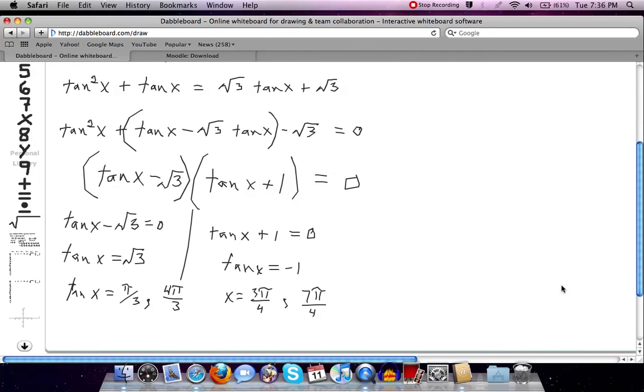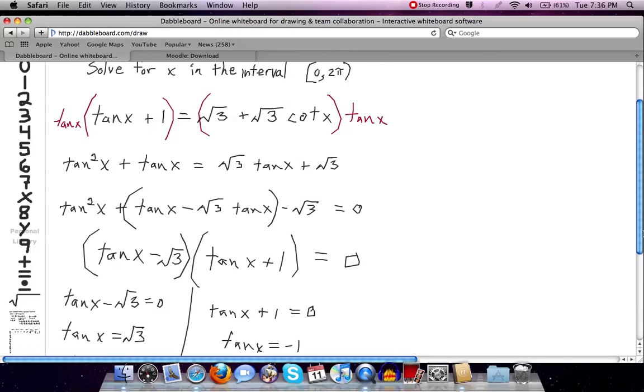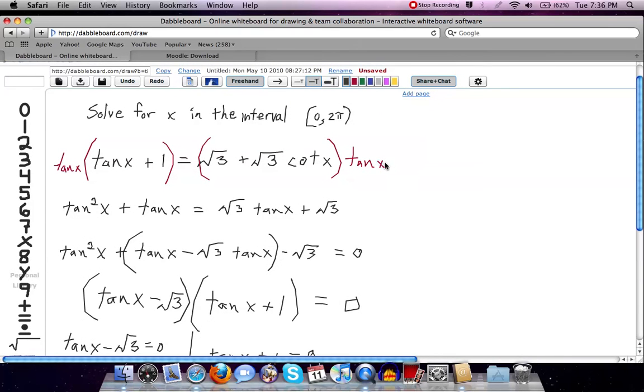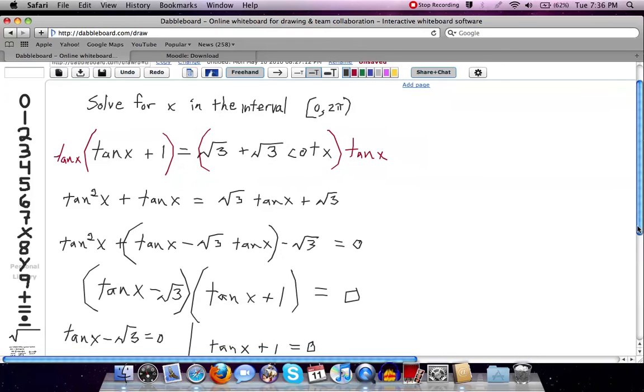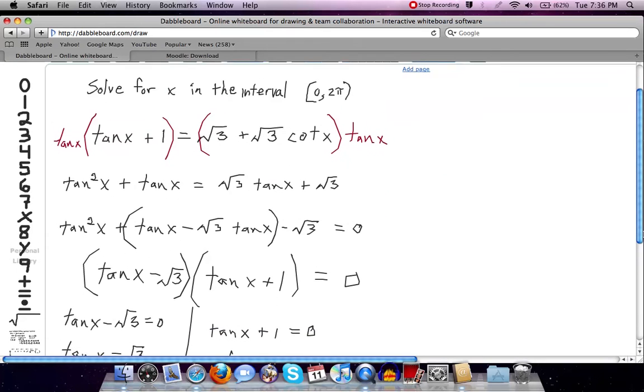We could check these values back into the original just to be sure. That's always a good idea, although I don't have time to do that right now. We didn't square both sides of the equation at any point, so we shouldn't have extraneous solutions. Only when you're squaring both sides will that occur.